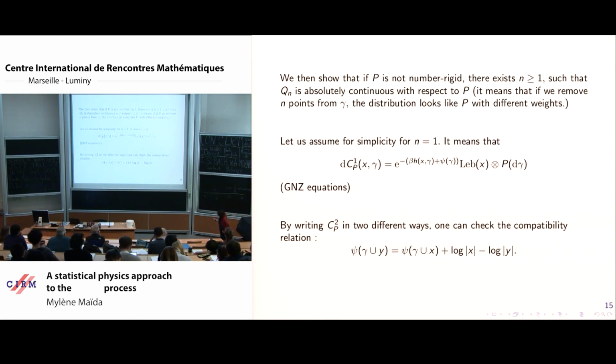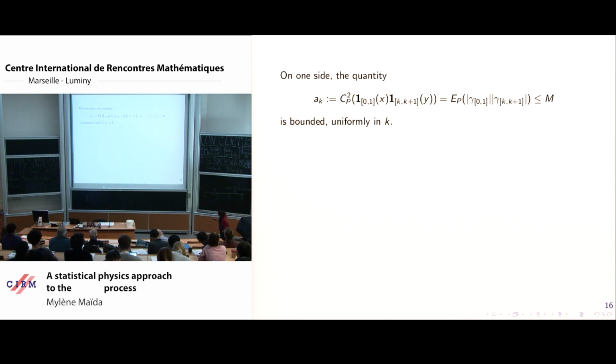And in fact, there are some compatibility relations. You can say, okay, if I add 2 points, first x and then y, in the configuration when x is already there, it should be the same as if I do it in the reverse order. And this gives you some compatibility relations between the psi's. So here you have, in fact, more or less the cost of moving 1 point from x to y is logarithmic.